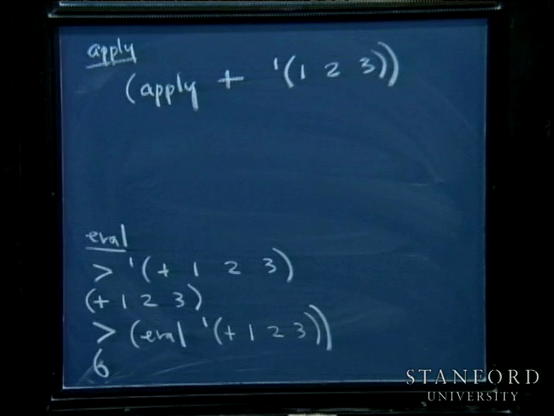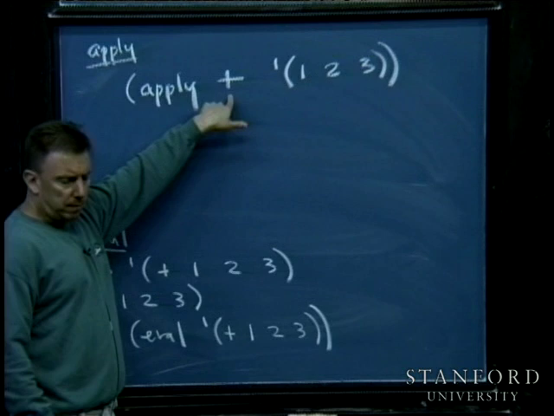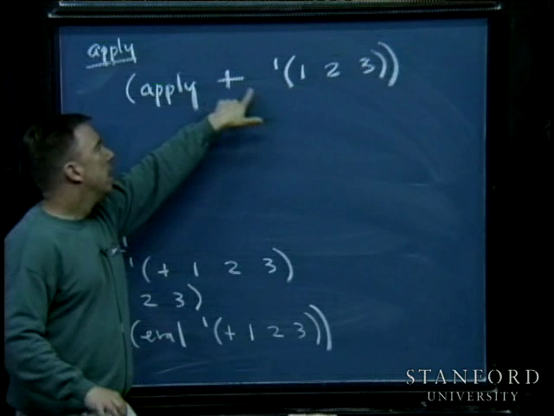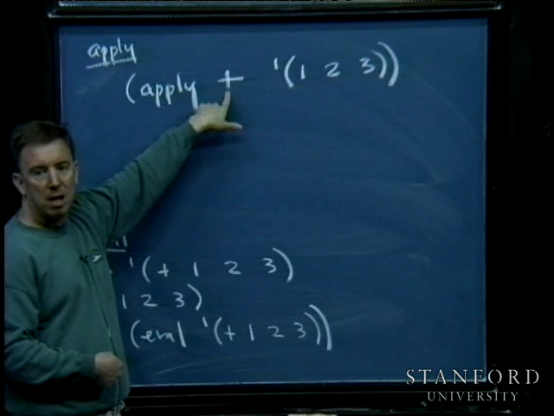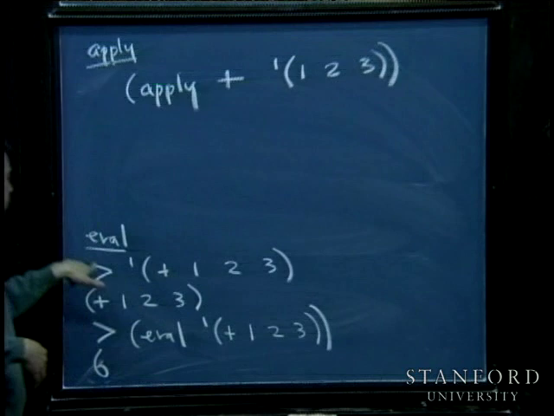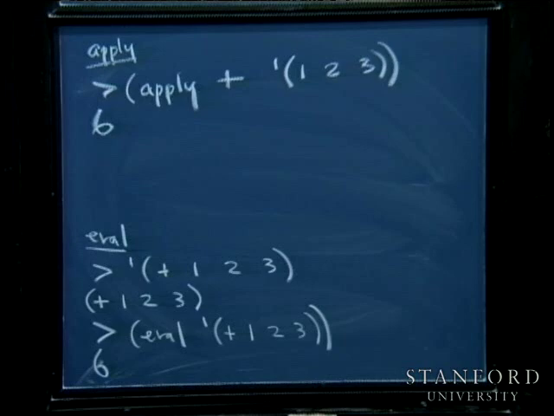Okay. What apply does is it always takes exactly two arguments. The first one is always supposed to identify some block of Scheme code. What follows it is always supposed to be a list of the type of data that can actually be levied against by this type of operation. So what apply does is it effectively takes the plus, conses it onto the front of this thing, and then evaluates it in this eval sense. Okay, so this would come back with a 6.